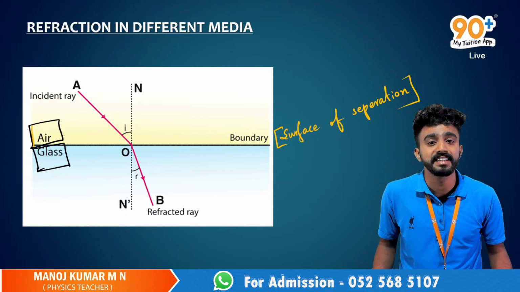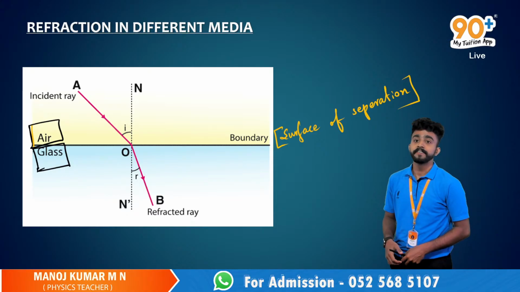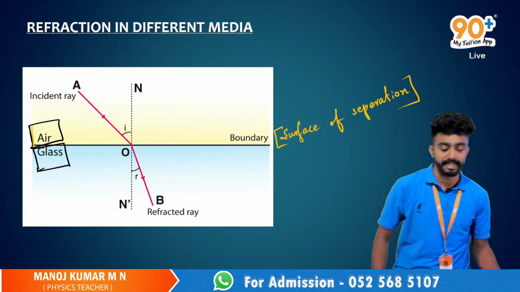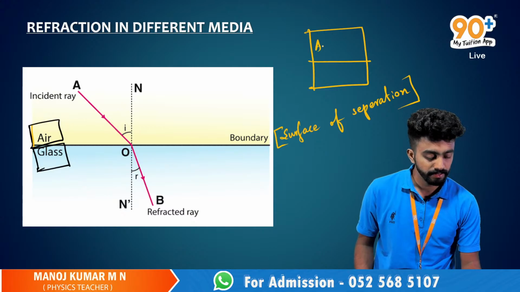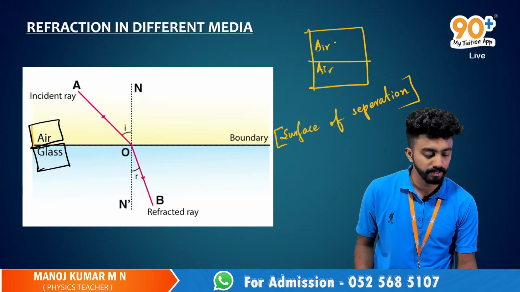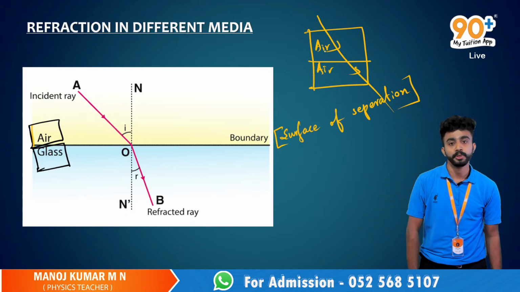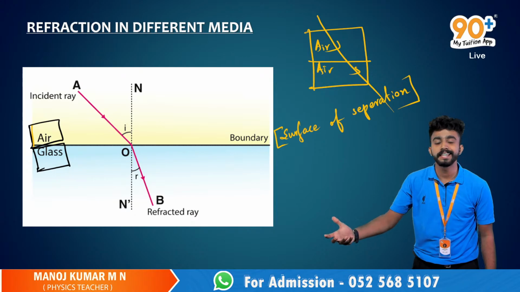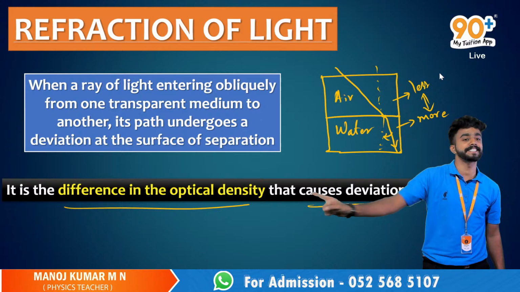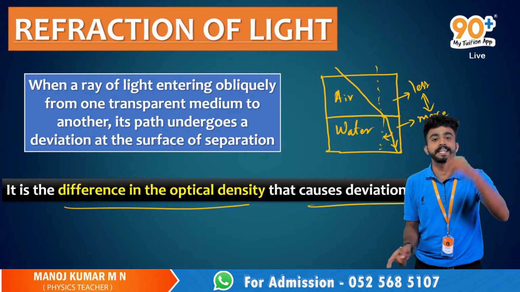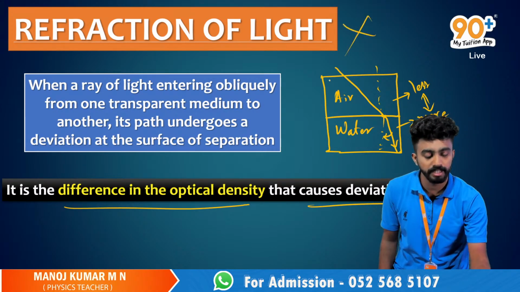So what happens in the case of the same optical density? Imagine we are considering two materials of the same optical density, that is air and air. Will it have any refraction? Will it have any deviation? No, right? Because the optical density is the same. We have learned that the difference in optical density causes deviation. So if the optical density is the same, there is no deviation, and if there is no deviation, there is no refraction.